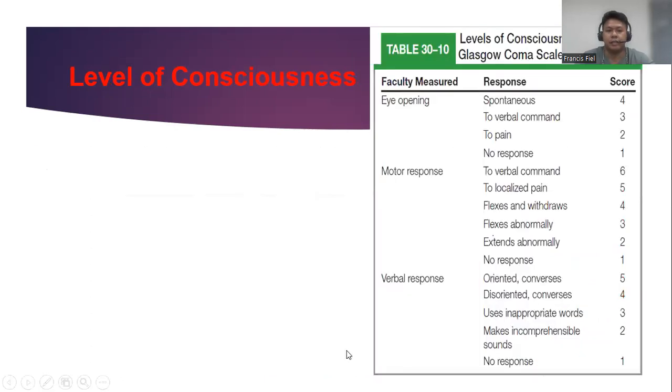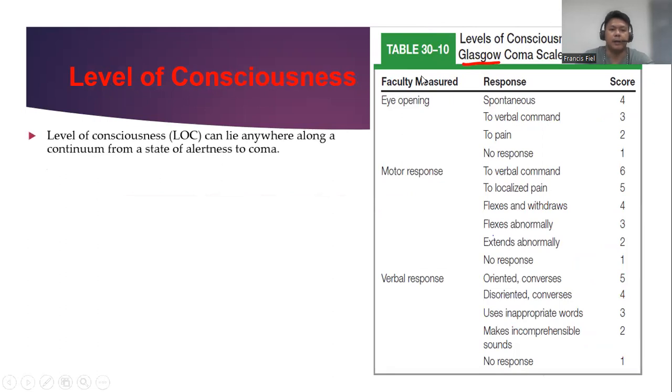Alright? Next is the level of consciousness. Now, in terms of the level of consciousness, we have our Glasgow Coma Scale. This was developed by Glasgow. The level of consciousness can lie anywhere along the continuum from the state of alertness to coma. Ibig sabihin, when you say a continuum, this is your alertness to coma. So, alertness, then coma. This is the continuum of your level of consciousness.